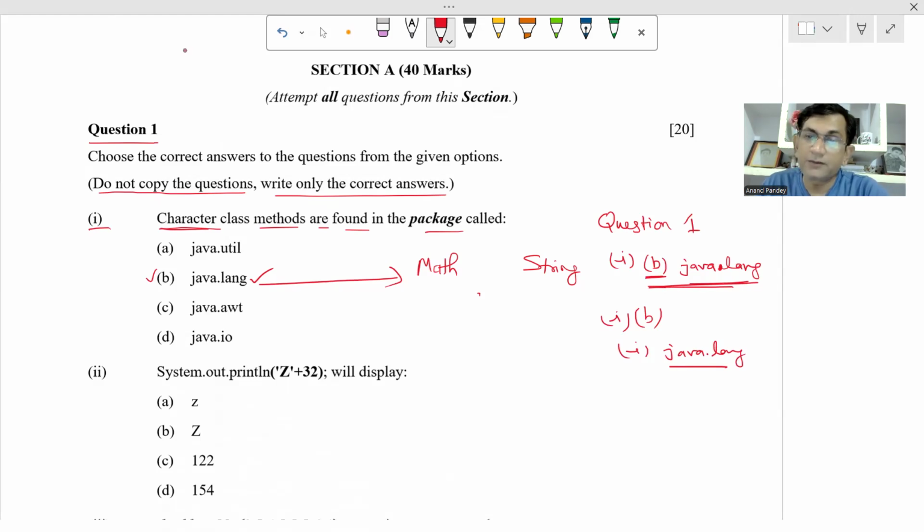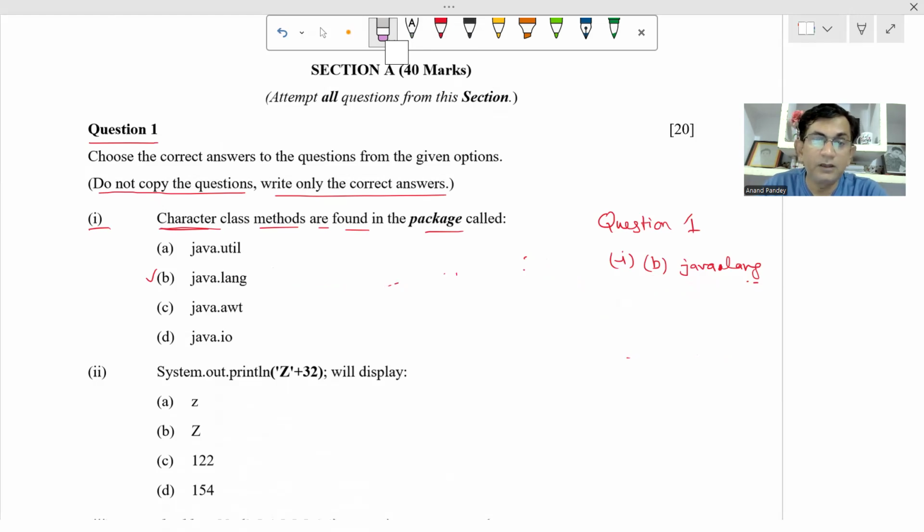Better you write the option as well as the answer. It will not take too much time. Don't worry. So always try to write the option as well as the answer. Now, the answer of this is what? Java.lang package. End of discussion.